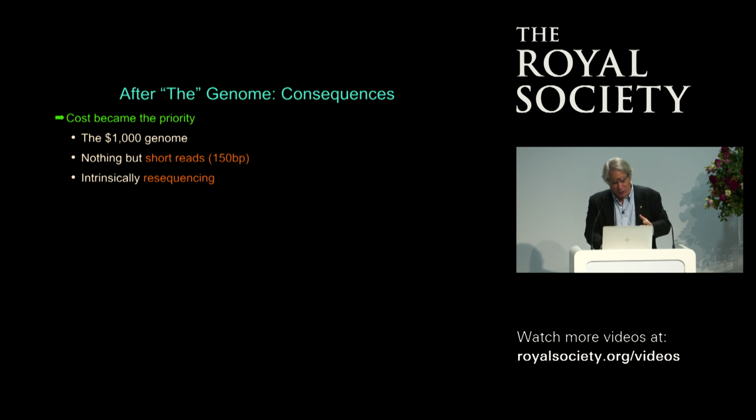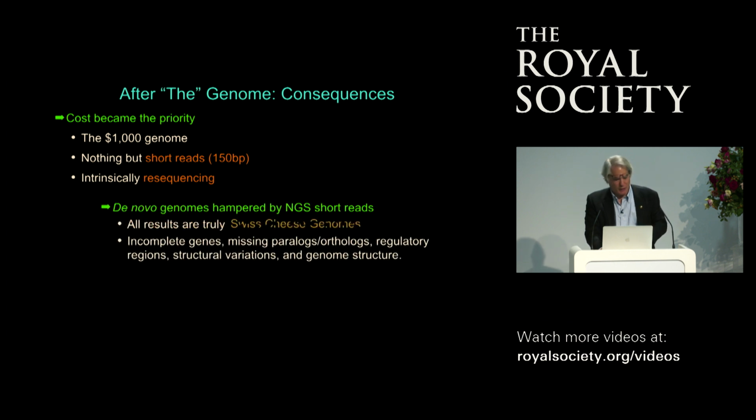And intrinsically, what they were doing was resequencing. They had the human genome. They would take your blood, sequence you for $1,000 in these short reads, and then map all those short reads to that consensus to get a picture of what your genome looks like. So de novo genomes really just went to hell.